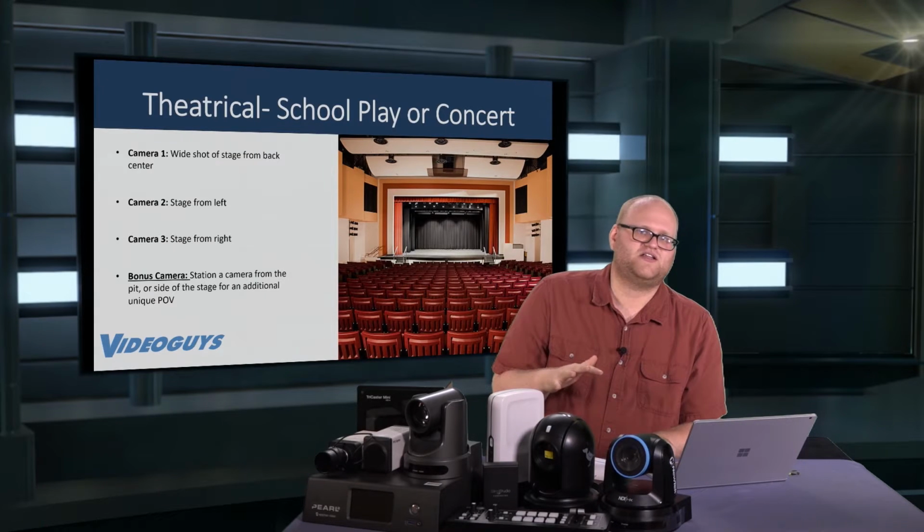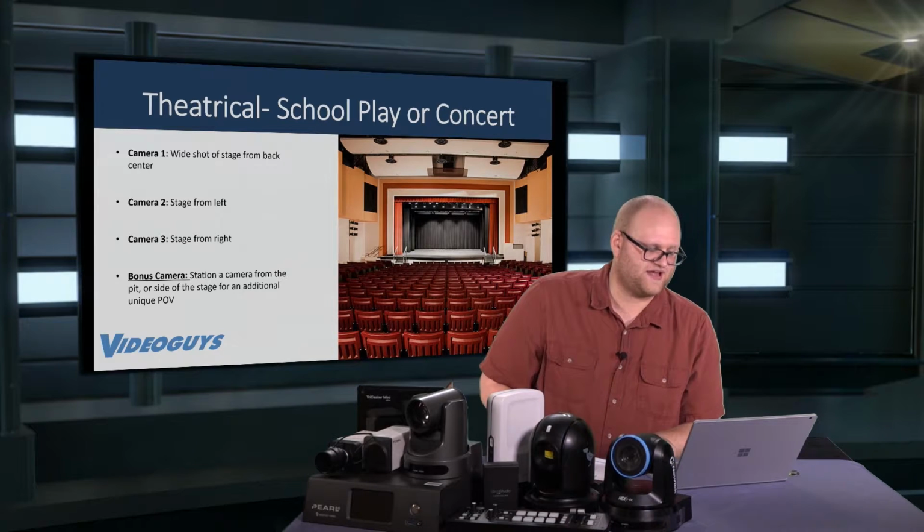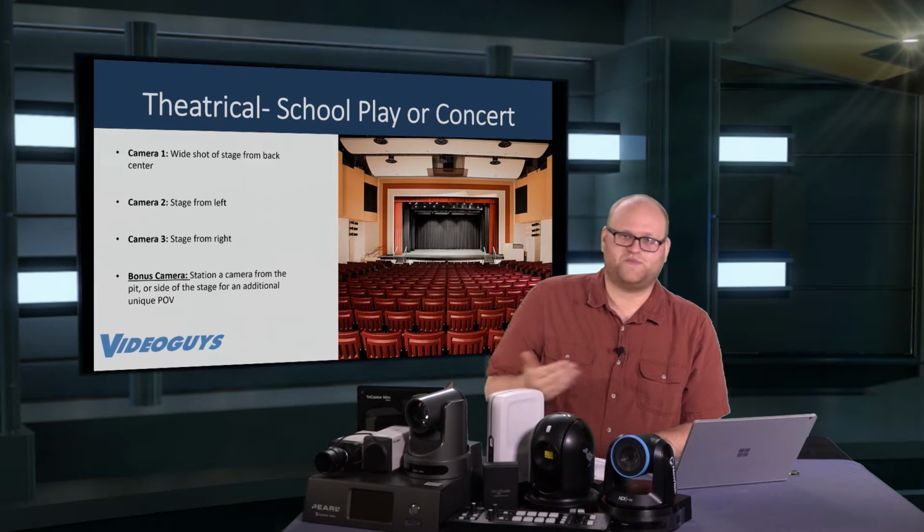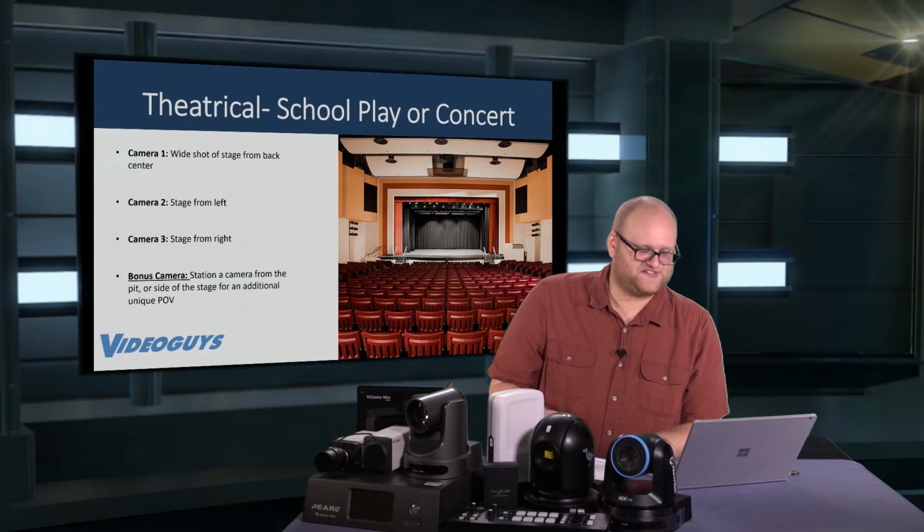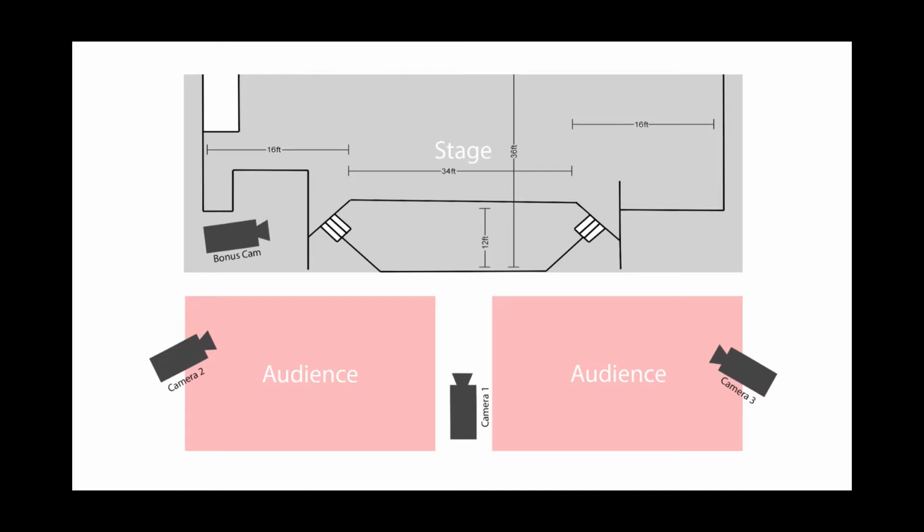Now, this might get a little confusing, but the diagram we'll have up in a little bit will hopefully clarify that quite well. And a bonus camera could be from the pit where the orchestra is playing, a great shot of the orchestra. It could be of the side of the stage for any additional or unique points of view, anything to really help sell the play. So here you have camera 1. Camera 1 is a wide, direct, front-on view of the entire stage so you can see everybody.